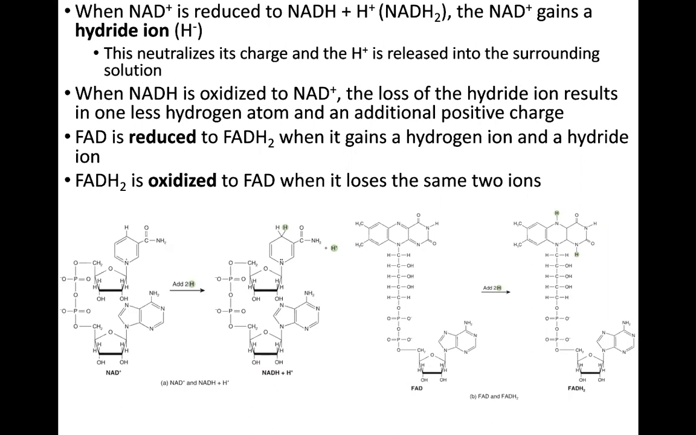Same thing over there for FAD and FADH2. These are reversible reactions, meaning when we pick up these electrons and hydrogens, they're not stuck there forever. They can be given back to something else. Like I said, I think of these like vehicles that carry big brother, little brother from one place to another inside our cells. FAD in its oxidized form becomes reduced as FADH2 as it gains a hydrogen ion and a hydride. It's then oxidized to FAD when it loses those same two ions.